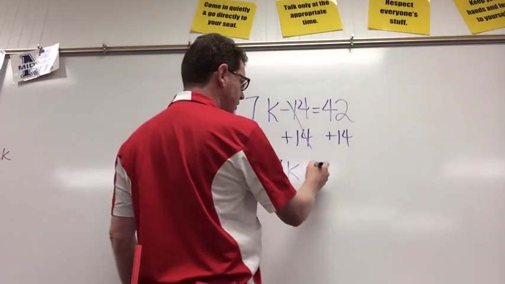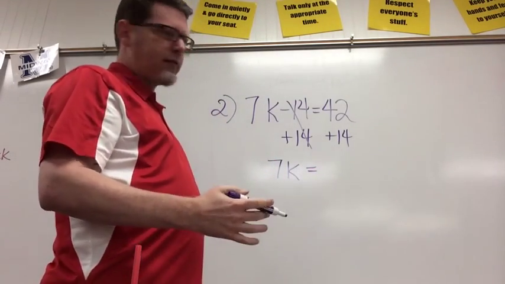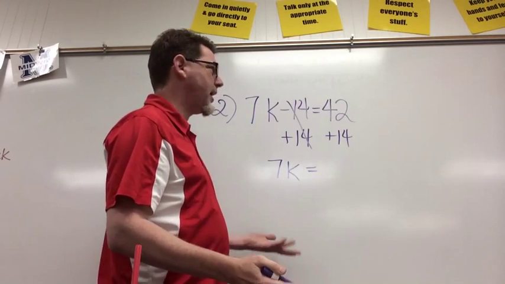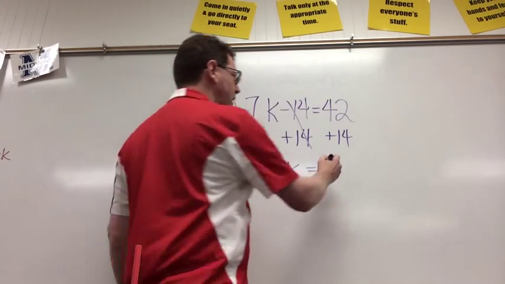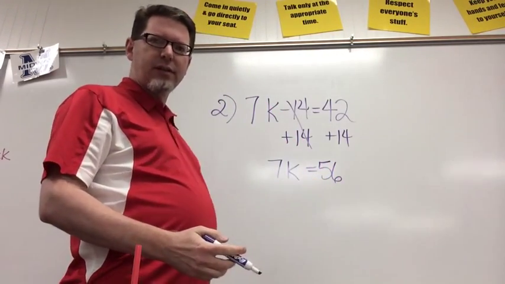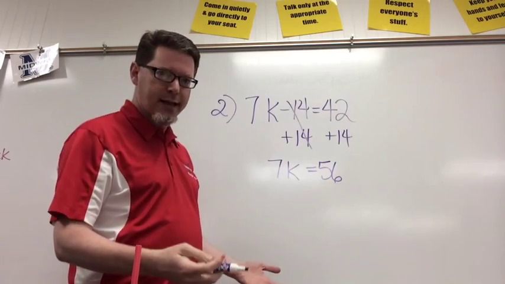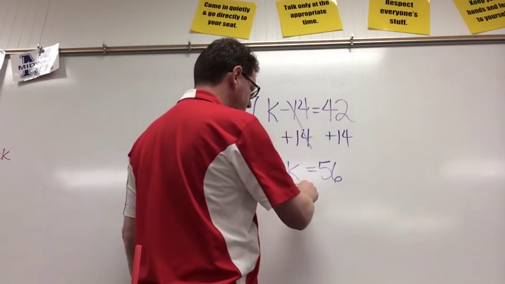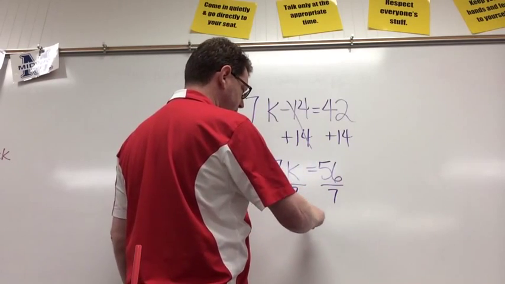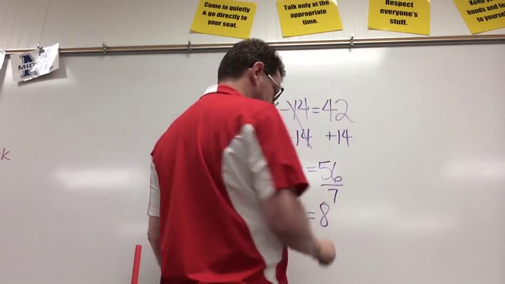Well, what in tarnation is 42 plus 14? Well, you use the calculator. No, you don't. You don't need a calculator for 42 plus 14. We know it's 56. Well, now I got 7k equals 56. Well, how many k's is that? Well, let's divide by 7 on both sides. And there I get to cancel out them 7s, and I'm left with k equals 8.